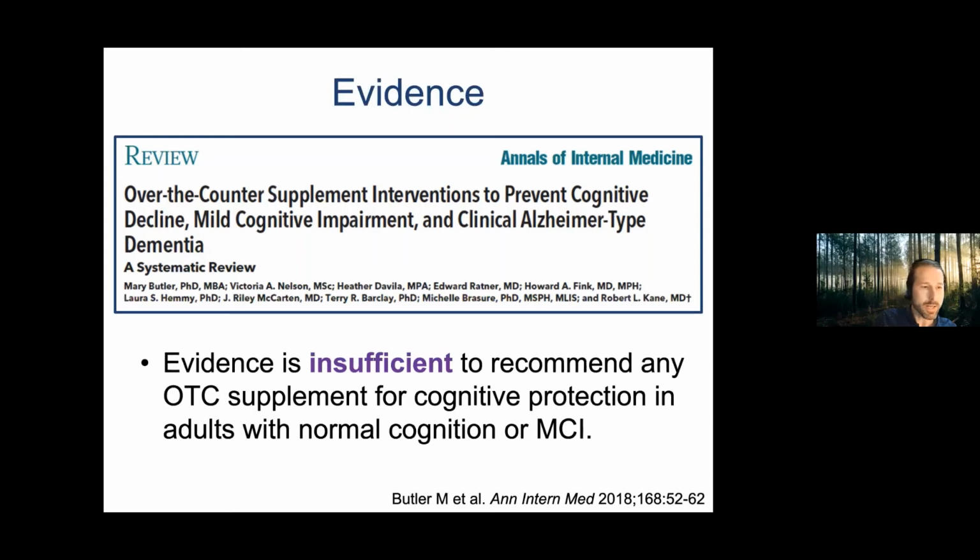So in this systematic review, they included 38 trials that had low to medium risk of bias, and they looked at a variety of different treatment strategies, including omega-3 fatty acids, soy, ginkgo biloba, B vitamins, vitamin D plus calcium, vitamin C, multivitamin, etc. And the take-home point here is quite simple. It's that evidence is insufficient to recommend any OTC supplement for cognitive protection in adults with normal cognition or MCI.